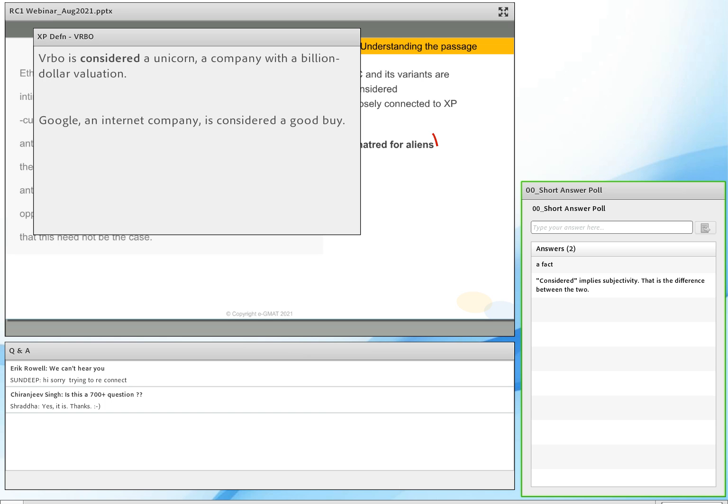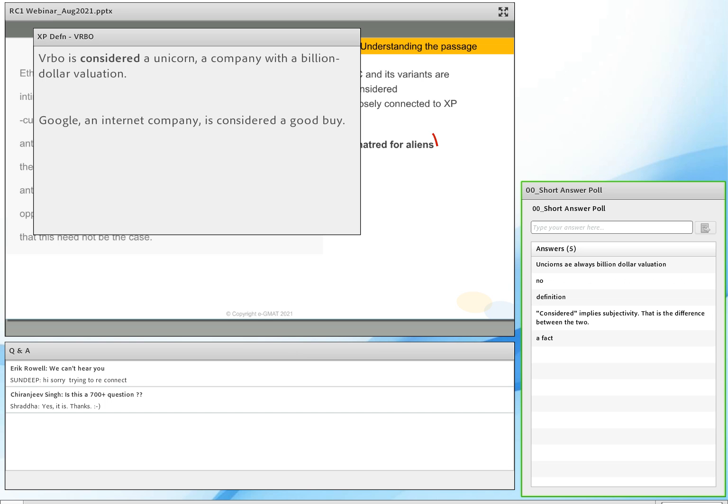Is it up for debate whether a unicorn is a company with $1 billion valuation? Isn't the author just stating it as a fact here to let us know what exactly a unicorn is? Is this concept coming through? Author does not support does not mean he's against. It depends. The debate is whether Verbo is a unicorn or not. The debate is not whether a unicorn is a company with $1 billion or not. Do you see the difference?